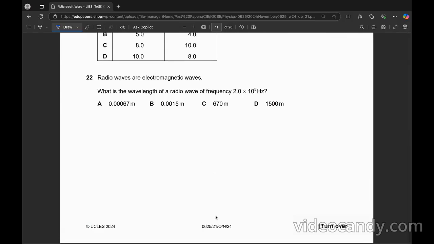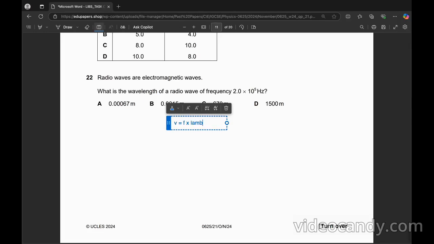22. Radio waves are electromagnetic waves. What is the wavelength of a radio wave of frequency 2.0 × 10^5 Hertz? So this requires you to know the speed, right? You know the wave equation, which is velocity is equal to frequency times wavelength, which is lambda.